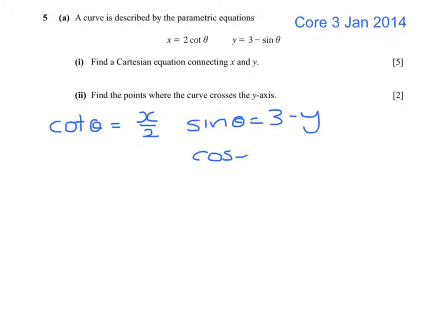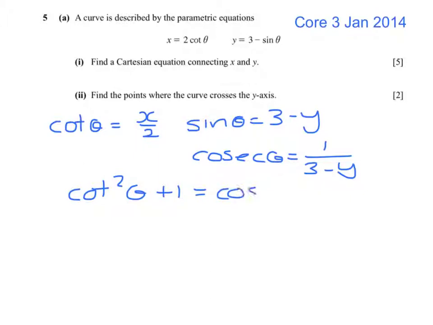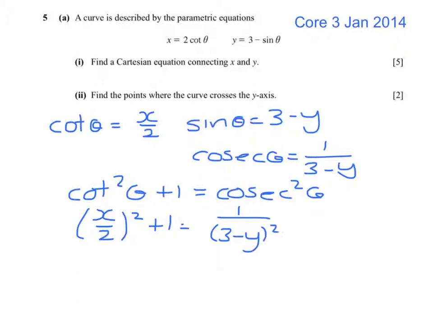Cosec theta is 1 over sine theta, so that's 1 over 3 minus y. And cot squared theta plus 1 equals cosec squared theta. So (x over 2) all squared plus 1 is equal to (1 over 3 minus y) all squared.